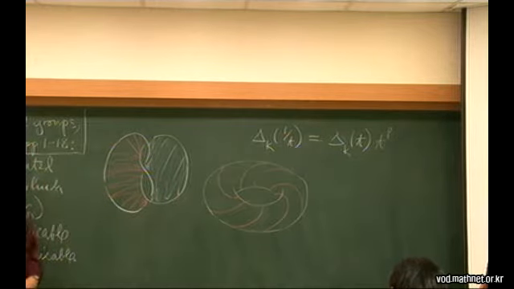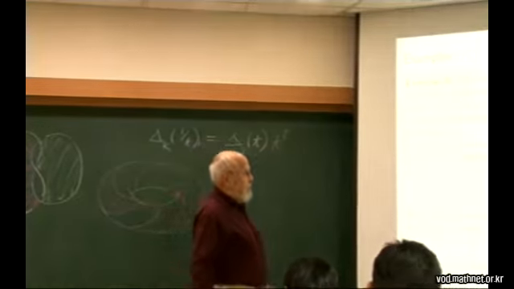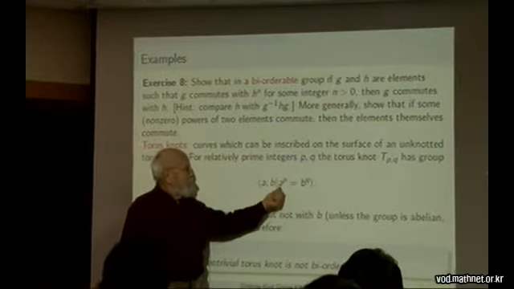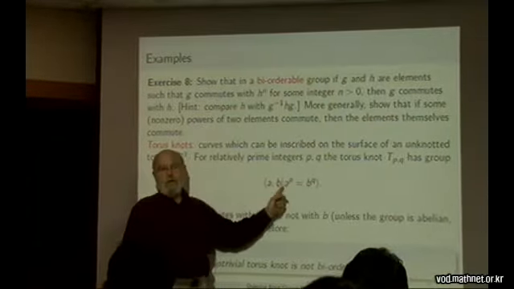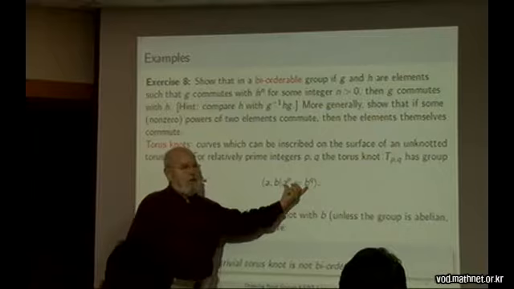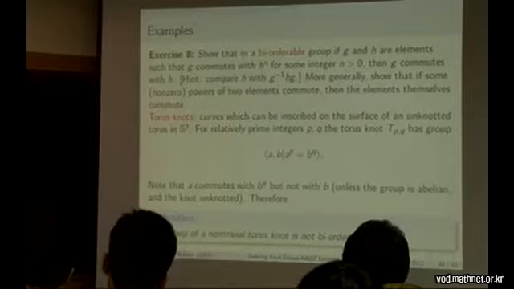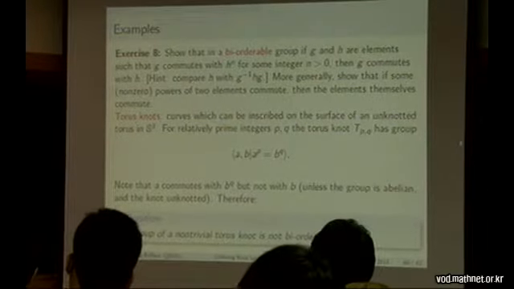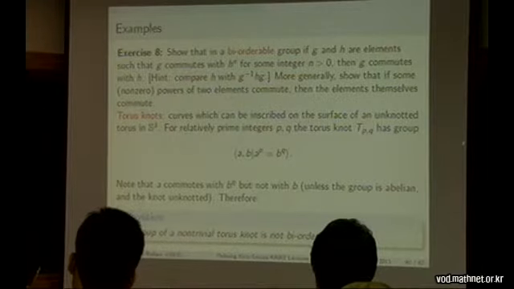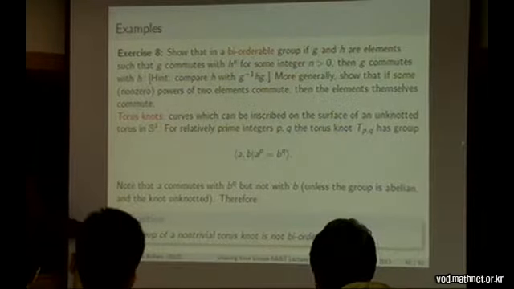And since that's a knot group, it's a locally indicable group, but it can't be biordered, right? Because a commutes with b to the q, because b to the q is a power of a. a certainly commutes with a power of itself. But it doesn't commute with b, because if it did, then this group would be abelian. And the only abelian knot group is the integers, the group of the trivial knot. That's a classical result also. So this shows that the group of a non-trivial torus knot cannot be biordered.